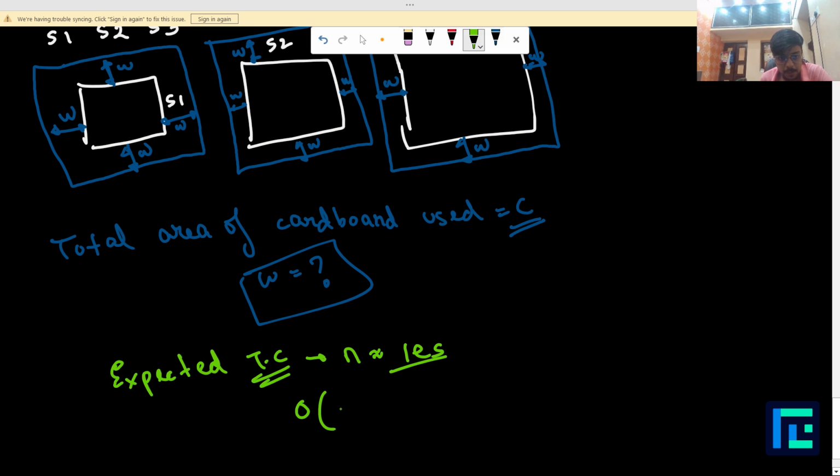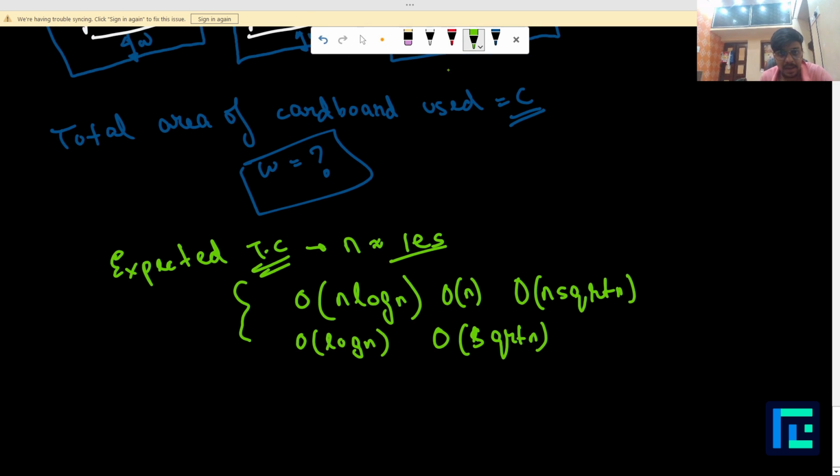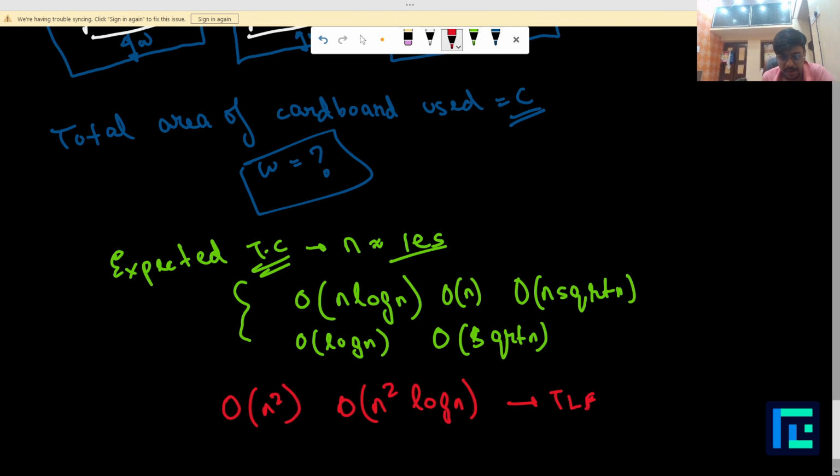So any solution that works in big O of n log n, big O of n, big O of square root of n, or big O of log n, anything that works within this will surely give you an AC verdict. But if you are designing a solution that is working in something like big O of n square or anything above this, like big O of n square log n, this will definitely produce TLE, right? So you have to design a solution that works within these time constraints. Cool? Okay. So how can we actually proceed with the solution?